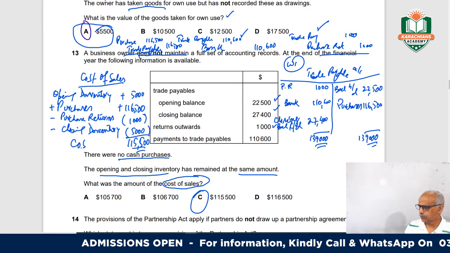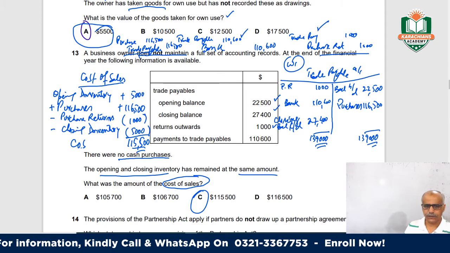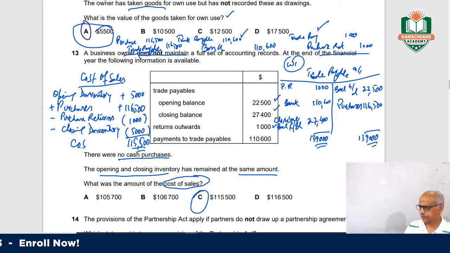Then move on to the next question, and the next question is 14. Let me move on to question number 14. What is required there?